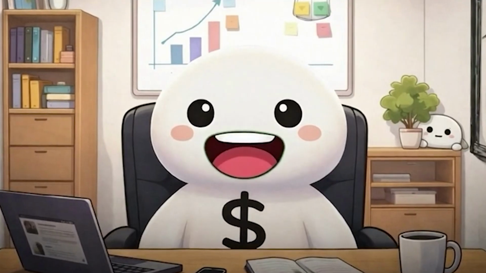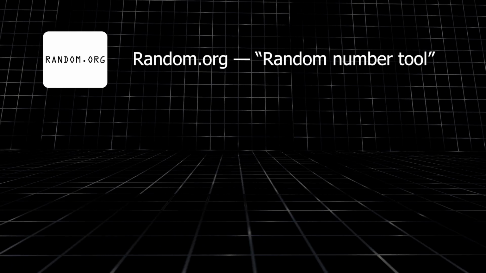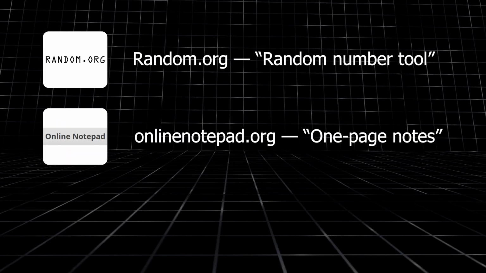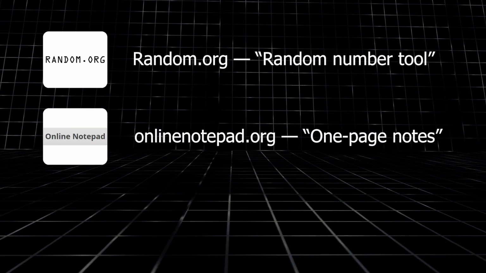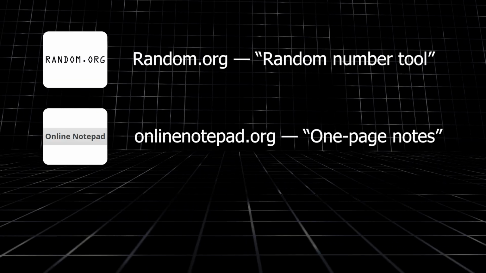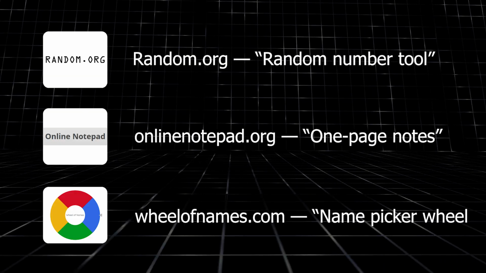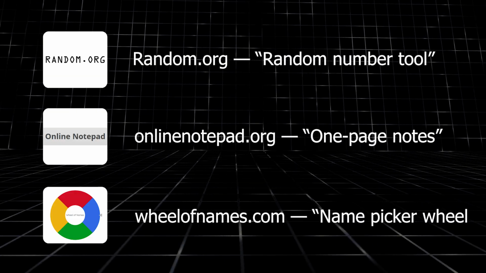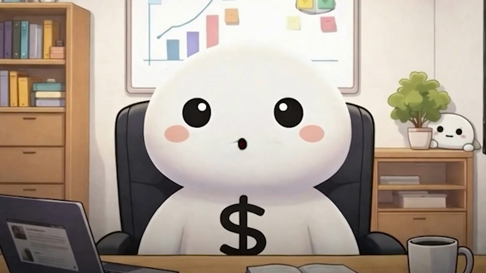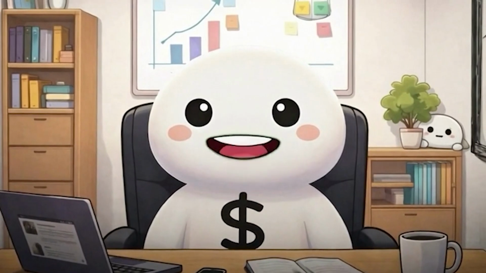I'm gonna quickly show you 3 real examples before we get into it. Random.org is a basic random number tool and it still gets millions of visits a month and runs on ads. Online Notepad is literally a one-page notepad. Same thing here. It has massive search traffic and simple ads. Wheel of Names is a digital spin the wheel picker. Teachers, streamers, groups, tons of people use it every day. These sites win because they solve tiny, recurrent problems, and search engines love that.